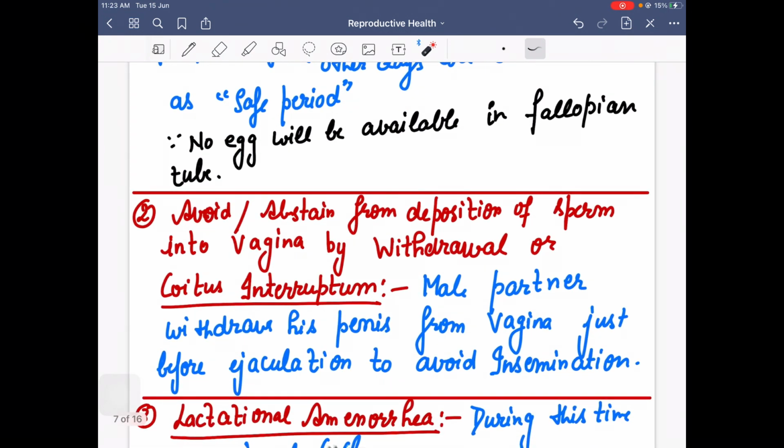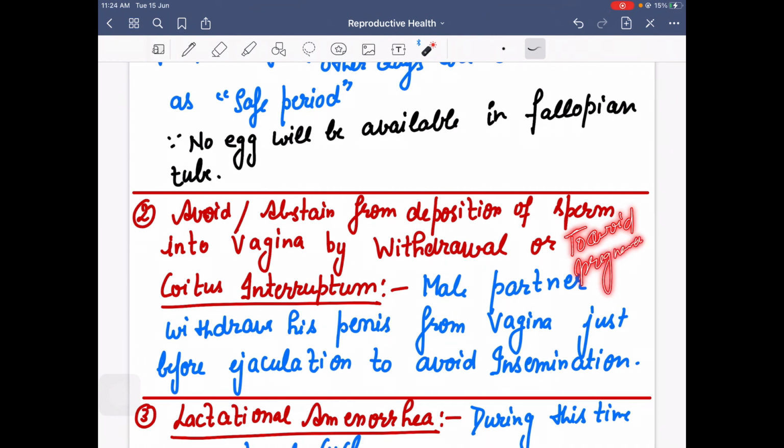The second method is to avoid or abstain from the deposition of sperm into the vagina by withdrawal or coitus interruptum. Withdrawal, or the coitus interruptum. The male partner should withdraw his penis from the vagina just before ejaculation to avoid insemination. Right, that is another method to avoid pregnancy.